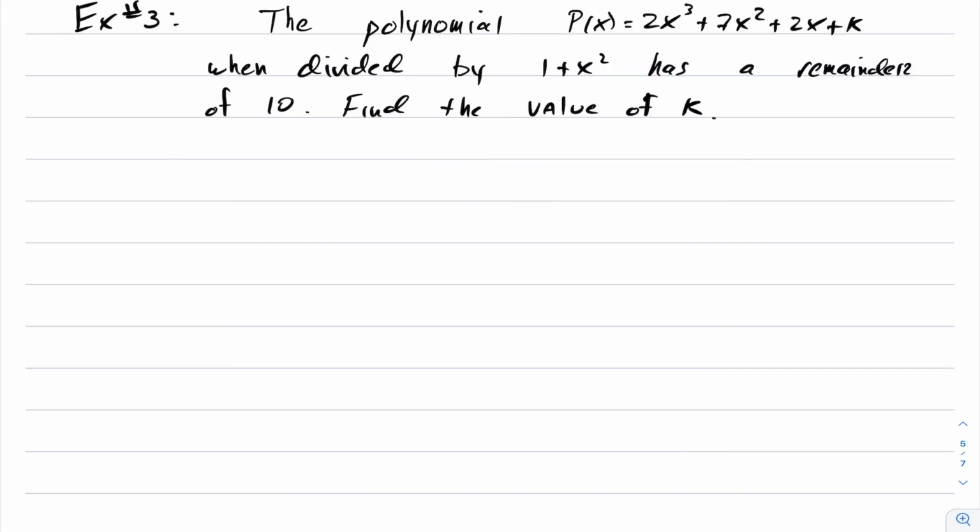For the final example here, they give us a polynomial of degree 3. Again, we want to find the k value, which is here. This time it's our constant term. And we know that when it's divided by 1 plus x squared, it has a remainder of 10. Find the value of k.